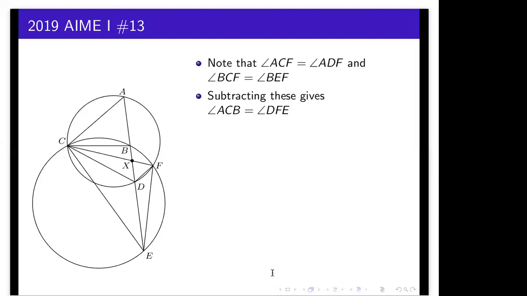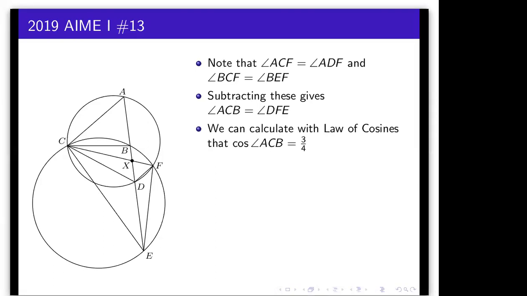Exactly. We can use the law of cosines, right? I didn't show the calculation here, but you can just use the law of cosines on angle C in triangle ACB, and then you can find that the cosine of angle ACB equals 3/4. Right. So this is nice, because we remember that this also tells us that the cosine of DFE is 3/4.